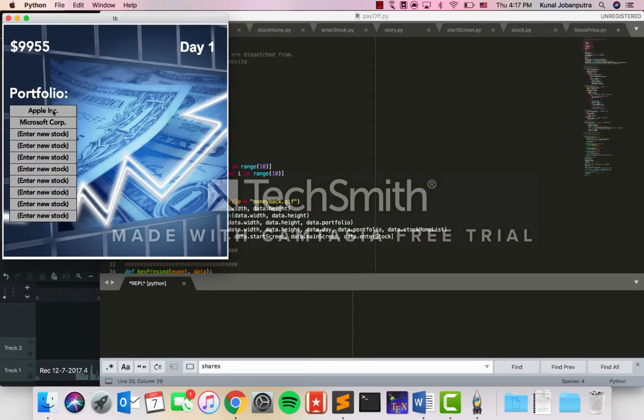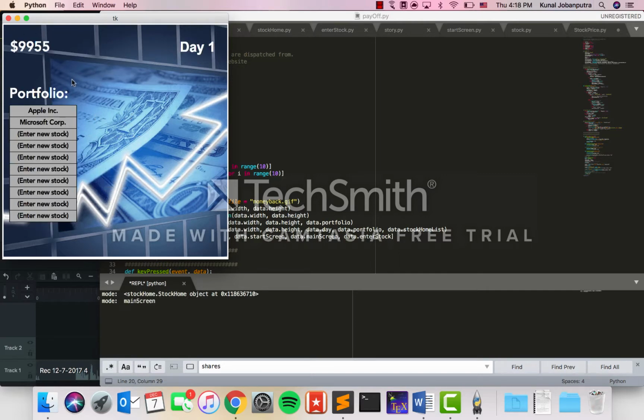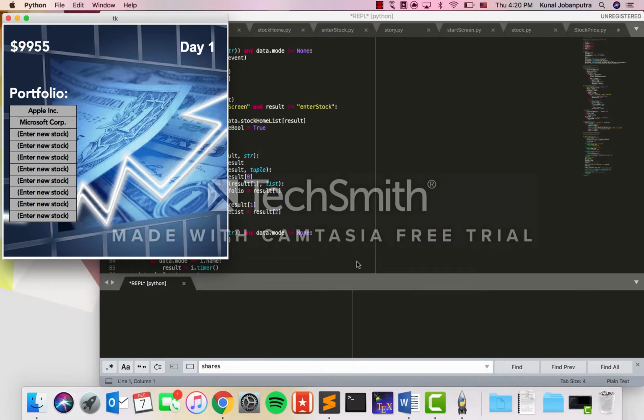And then I can go to each individual stock and go to their stock homepage. And I can buy additional stock, I can predict stock, and I can also sell. So if I want to buy more stock, it'll be updated here and also here. The day counter goes off every hour. So every hour, it'll go up a day. And the stocks will be adjusted, and the future prices predicted will also be adjusted.